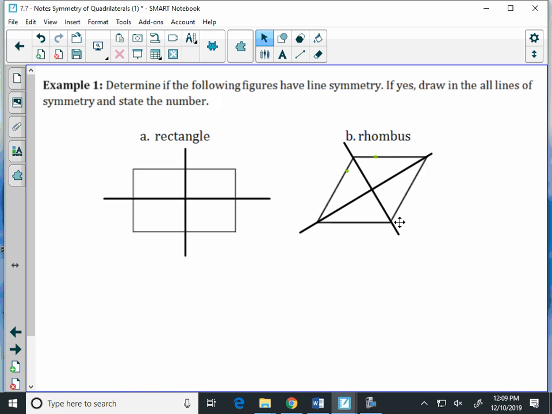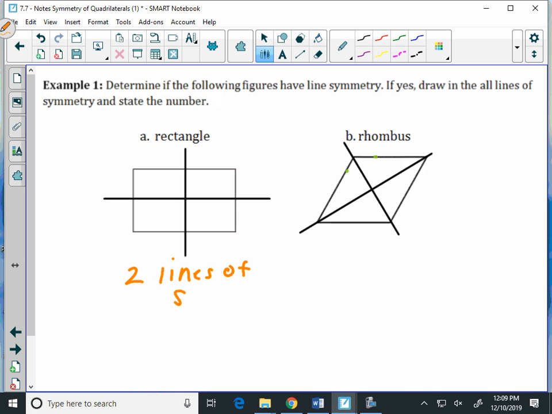That's why the diagonals work, because the sides are the same and the opposite angles are the same, so everything would match up perfectly. Questions over that? Oh, we forgot to say this has 2 lines of symmetry. And a rhombus also has 2 lines of symmetry. And that's it.